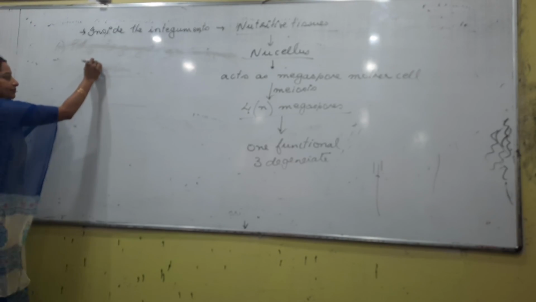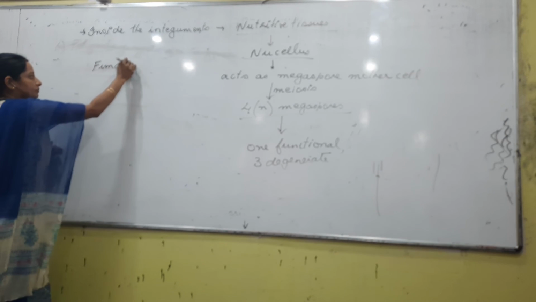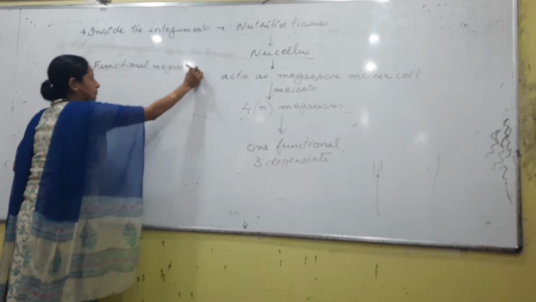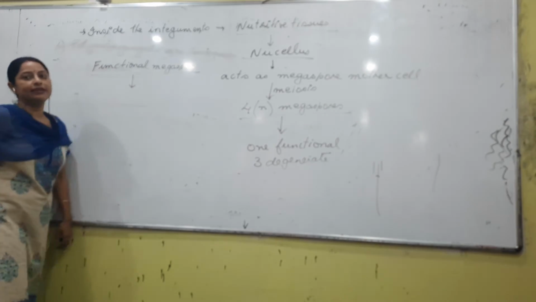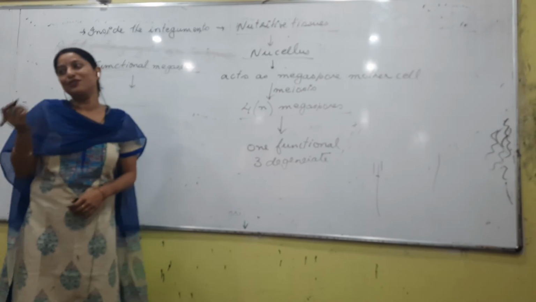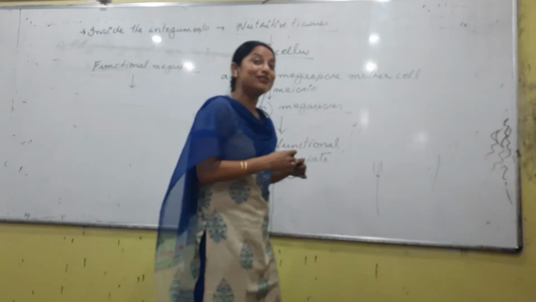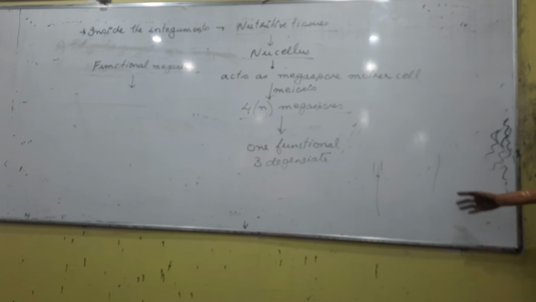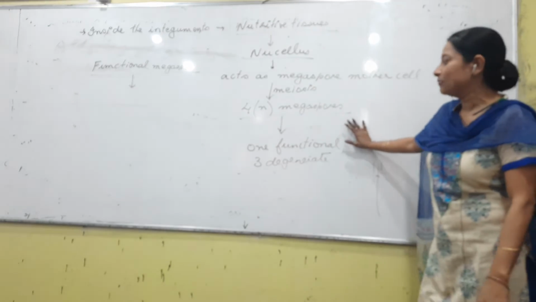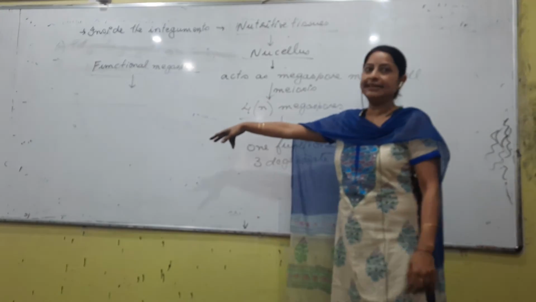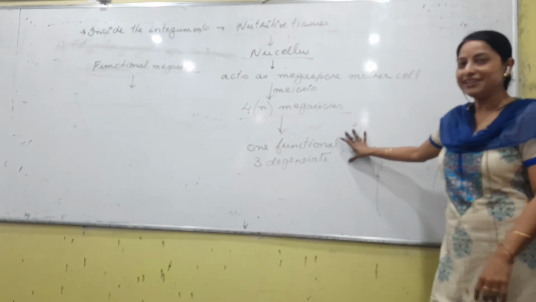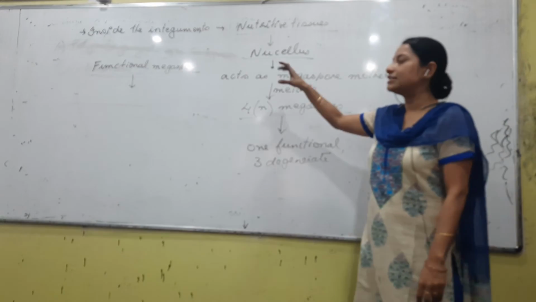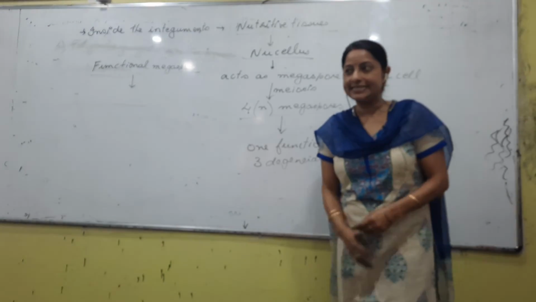Next class, I will write it down like this. This chart is not complete, we don't have time, we don't have ink, and you don't have patience either, so there is no point in continuing. We will stop the chart here. We will study the remaining portion in the next class, right? Understood? Similarly with angiosperms, how the functional megaspore converts, we will talk about in the next class. Okay, thank you.